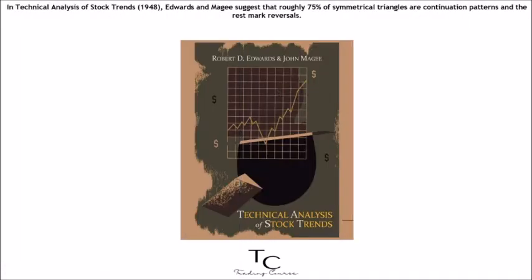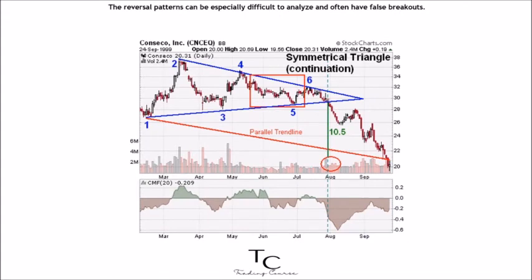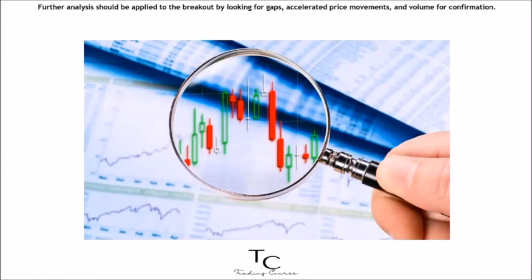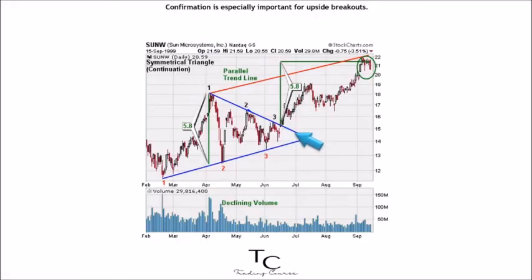In Technical Analysis of Stock Trends, 1948, Edwards and McGee suggest that roughly 75% of symmetrical triangles are continuation patterns and the rest mark reversals. The reversal patterns can be especially difficult to analyze and often have false breakouts. Even so, we should not anticipate the direction of the breakout, but rather wait for it to happen. Further analysis should be applied to the breakout by looking for gaps, accelerated price movements, and volume for confirmation. Confirmation is especially important for upside breakouts.